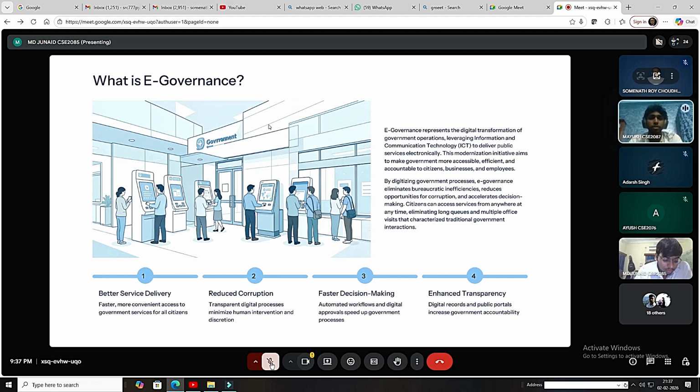So first, what is e-governance? E-governance means using digital technology to provide government services to citizens, businesses, and employees. Instead of long queues and paperwork, services like passport applications, tax payments, and certificates can now be done online. This leads to faster service delivery, reduced corruption, quicker decisions, and better transparency. In simple terms, e-governance makes government services efficient. Next slide, please.